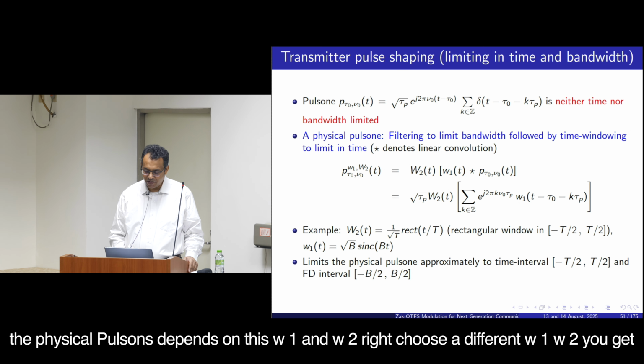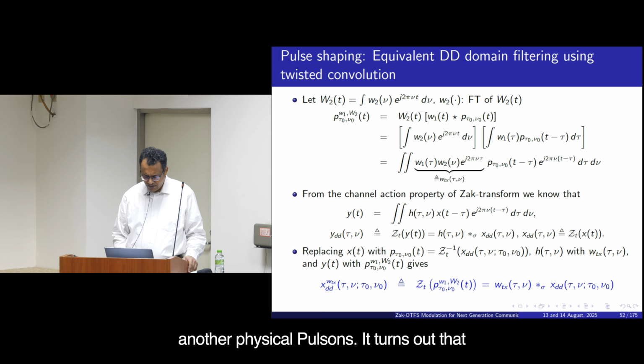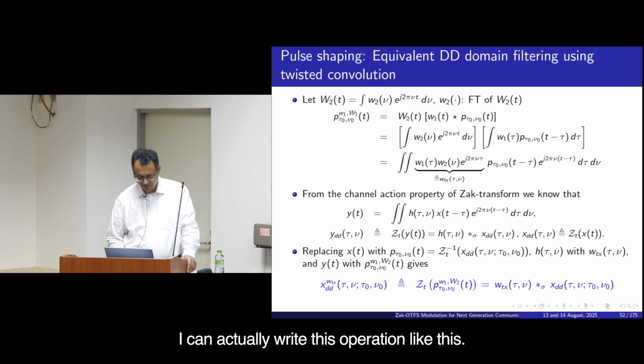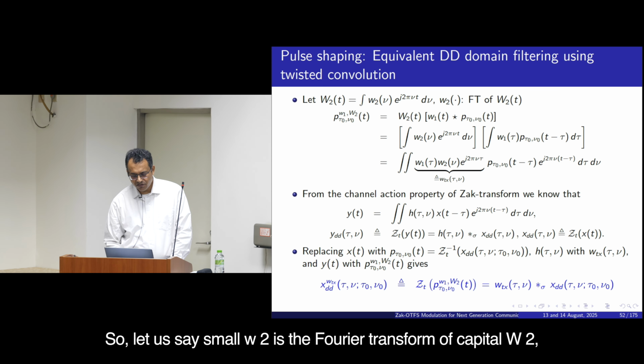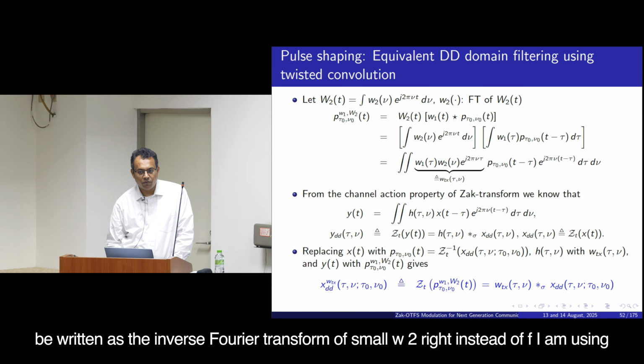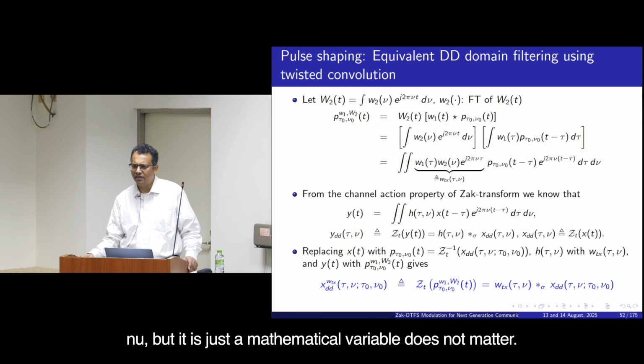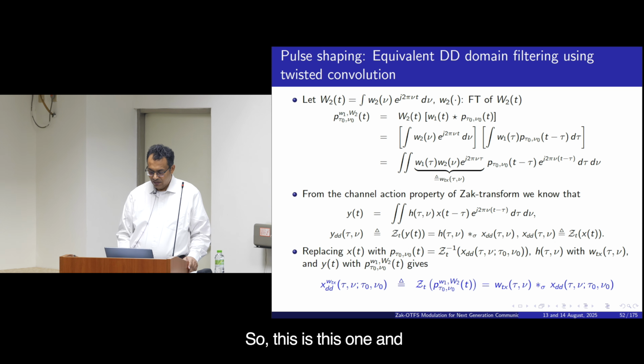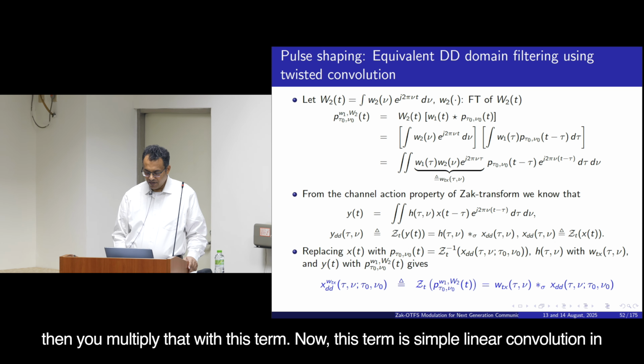Of course the physical pulson depends on this W1 and W2, right. You choose a different W1, W2, you get another physical pulson. It turns out that I can actually write this operation like this. Let us say small W2 is the Fourier transform of capital W2. Then this capital W2 can be written as the inverse Fourier transform of small W2, right. Instead of f I am using nu, but it is just a mathematical variable, does not matter. So, this is this one, and then you multiply that with this term.